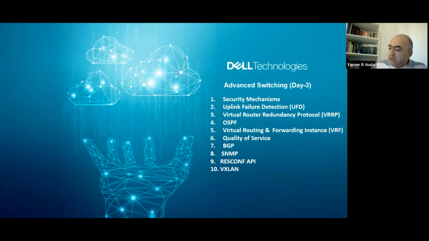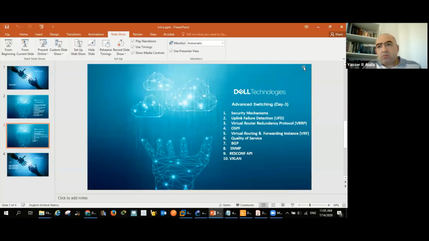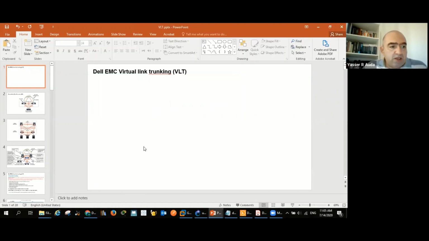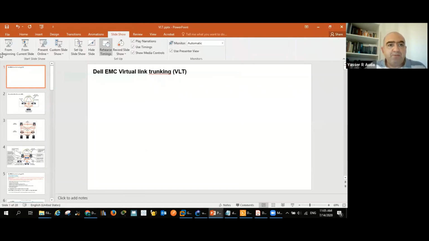One of them remaining from yesterday, VLT, and then we need to talk about some security mechanism, a feature called VLT, VRRP protocol, OSPF, BGP, and VRF concept, quality of service, SNMP, RESTconf API, and finally the concept about VXLAN. So let's start with the VLT, this topic that was remaining from yesterday.